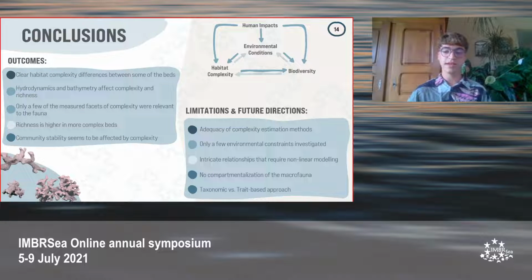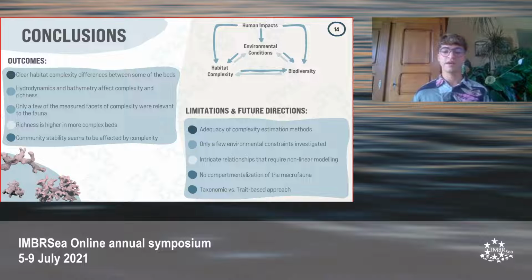We also saw that only a few of the measured complexity variables were relevant to the fauna, with special attention given to maerl density and branching density. And we also saw that richness was higher in the more complex beds. Finally, we started exploring how habitat complexity affects stability, and although further research should be done on this topic, it seems like complexity does play a role in it.